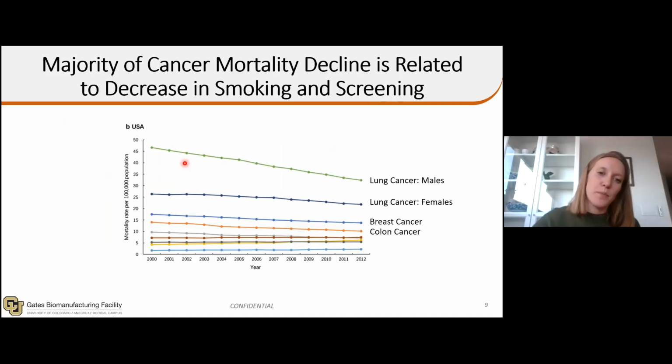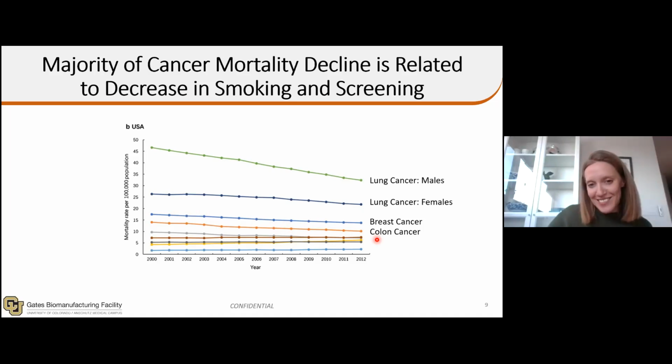And you can see this by the top green line, which represents lung cancer in men over time, and it decreases down here. You can see the next most common types of cancer are breast cancer and colon cancer, these high mortality cancers. They have somewhat of a downward trend over this time frame, and most of that has been attributed by epidemiologists to more screening rather than therapy.